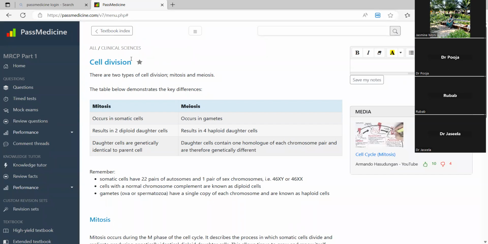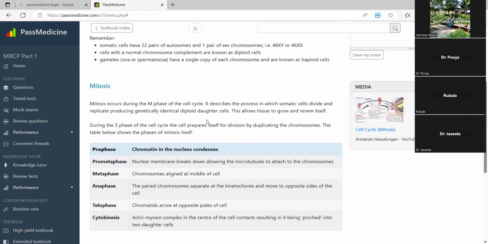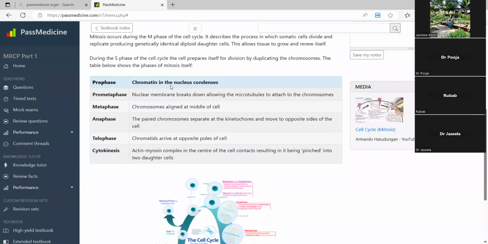Okay, thanks. Welcome. Now cell division. You can read the whole topic for your own learning, but for exam I am focusing only on what is needed for the exam. For the exam you need to know the phases. During the S phase of the cell cycle, the cell prepares itself for division by duplicating the chromosomes. The table below shows the phases of mitosis itself. The phases of mitosis are important: prophase, prometaphase, metaphase, anaphase, telophase, and cytokinesis.